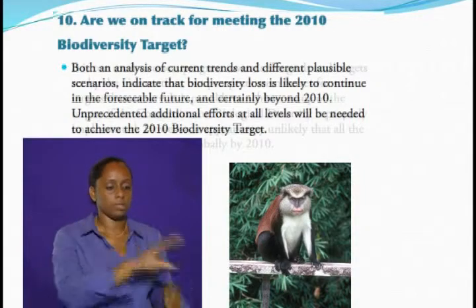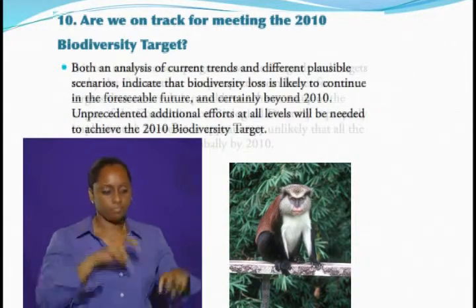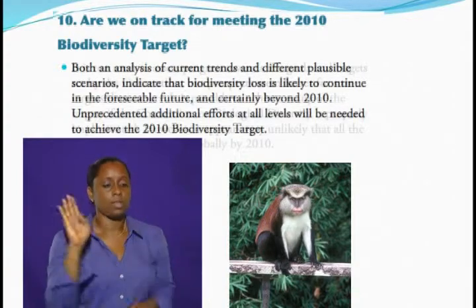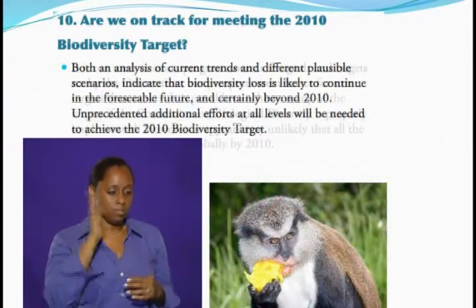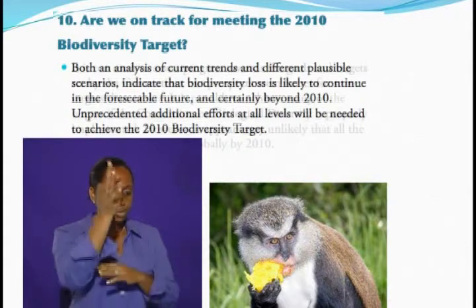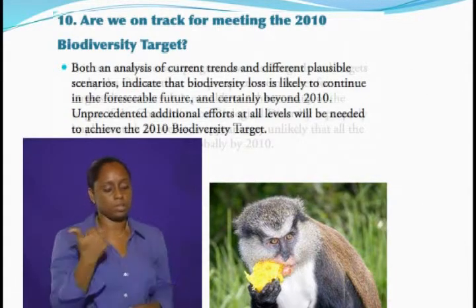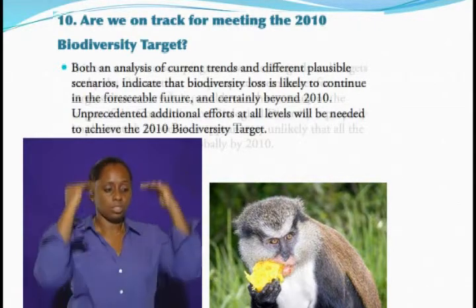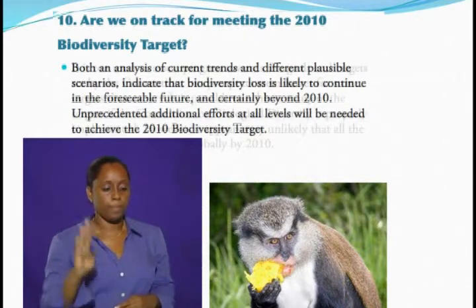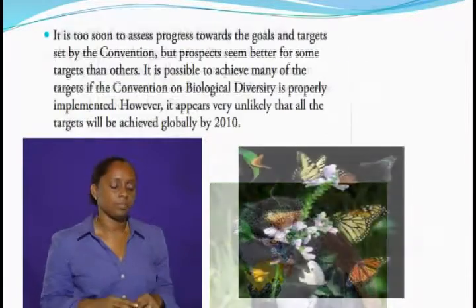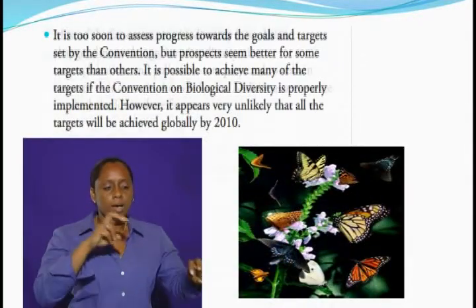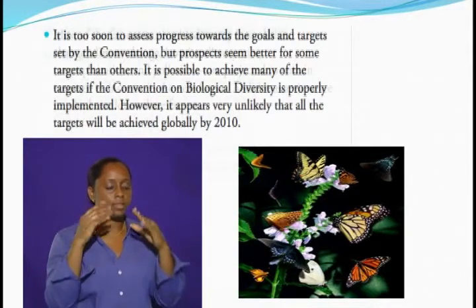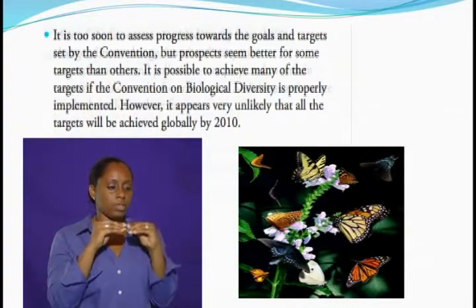Both an analysis of current trends and different plausible scenarios indicate that biodiversity loss is likely to continue in the foreseeable future, and certainly beyond 2010. Unprecedented additional efforts at all levels will be needed to achieve the 2010 biodiversity target. It is too soon to assess progress towards the goals and targets set by the Convention, but prospects seem better for some targets than others.